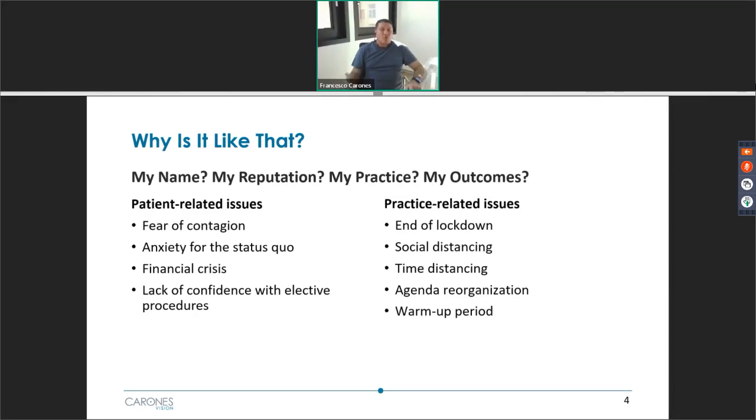And then there are practice-related issues. As I said, we are almost at the end of the lockdown, but we're not out yet. In Italy, next week, the very severe lockdown period is ending, but people will not be allowed to hang around yet, and stores will still be closed. Obviously, our practices have to start thinking of a different way of delivering visits and procedures. Social distancing is going to have an impact. Time distancing, in terms of not having a lot of people coming at the same time, is another point to discuss. And this brings us to the need for reorganizing the entire agenda.